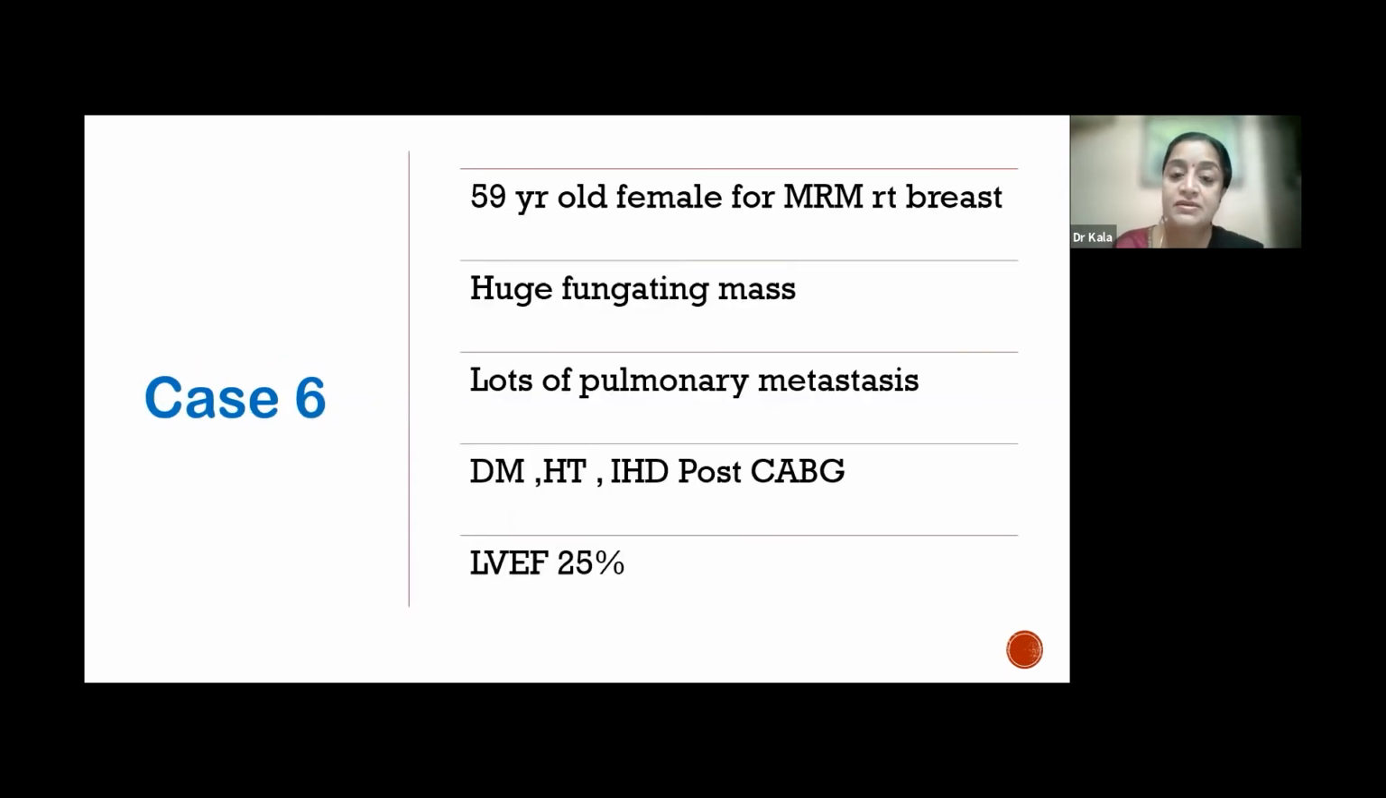This was a 59-year-old male patient for MRM, huge fungating mass, lots of pulmonary metastasis, diabetes mellitus, hypertension, IHD, post-CABG.